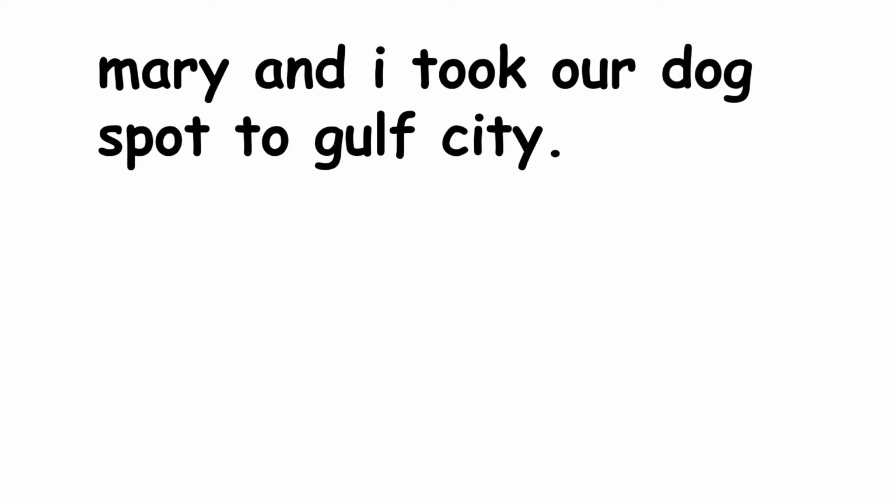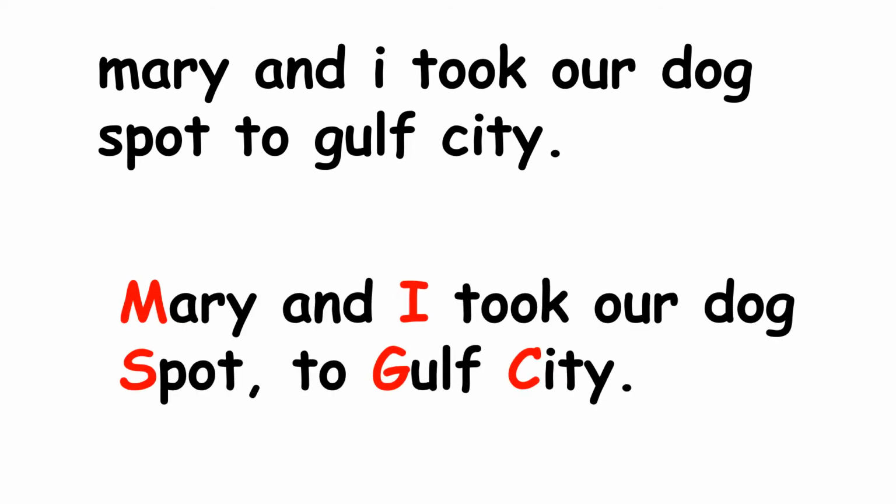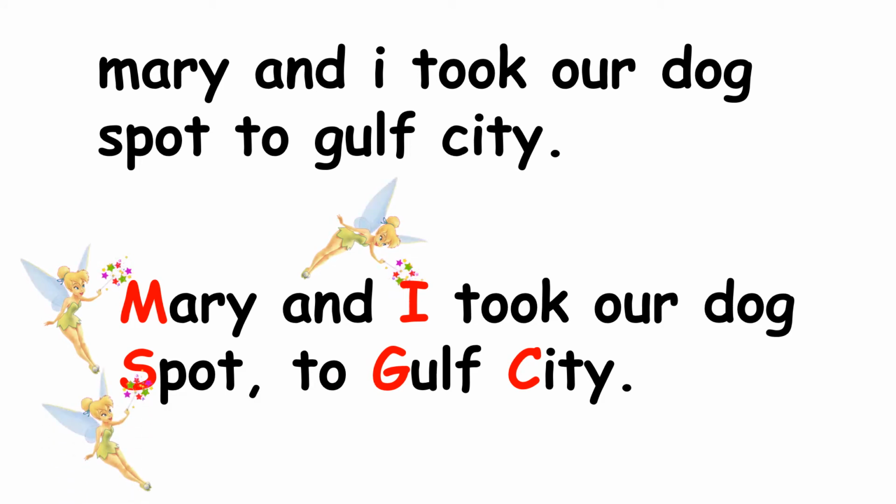Mary and I took our dog Spot to Gulf City. So here we have Mary. Mary begins the sentence. It is also the name of a person. We have I. We took our dog Spot. So Spot is the special name given to the dog. And Gulf City is the special name given to a place. So here we have our sentence with capital letters.